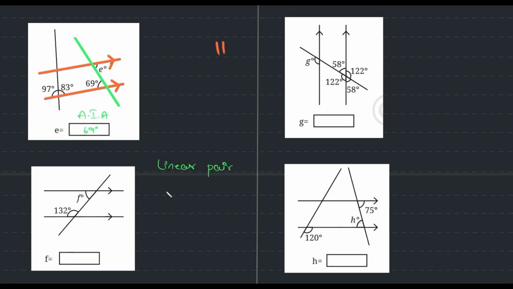Now, using linear pair, I'll find this angle. How will I find that angle? Because 180 degree minus 132 degree should be the other angle. Why? Because 132 degree and this angle, I'll call this as say A degree, should add up to 180 degree because they form linear pair.